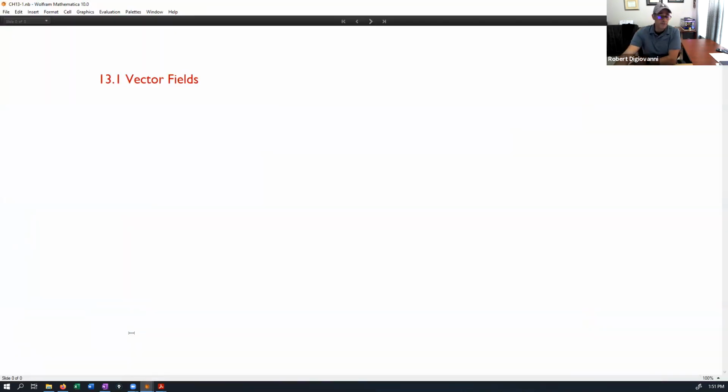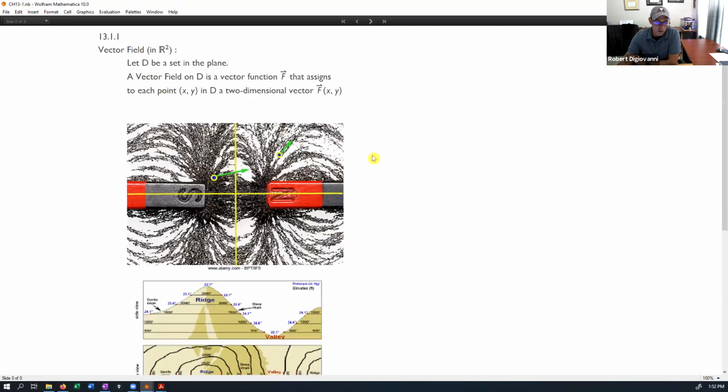And so the very first section of this chapter is called vector fields. I realize some of you have looked at vector fields before in other courses, physics maybe, engineering. So we're going to just look briefly at what a vector field is visually, and then we will start working with vector fields. So a vector field in two-dimensional space.